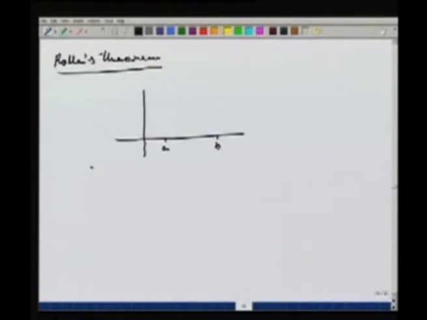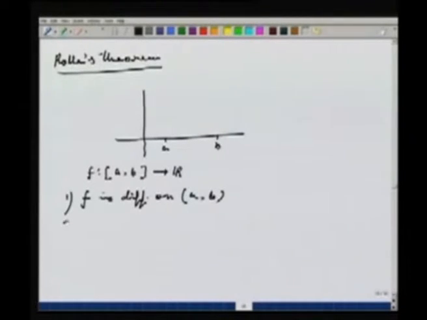Suppose I have a given function f defined on the closed interval AB to R. Assume that f is differentiable on the open interval AB. Also assume that f of A is equal to f of B.